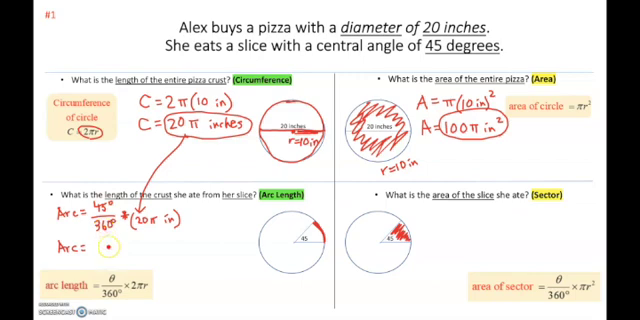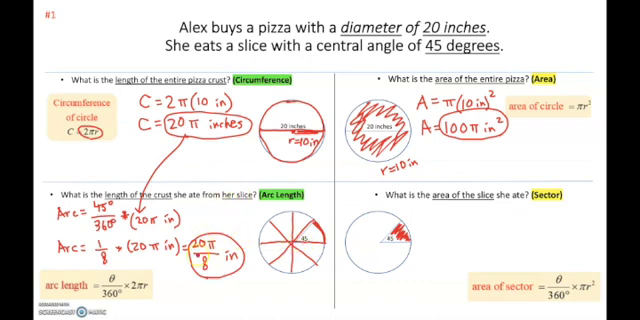Now if you reduce 45 out of 360, you'll realize that it's actually 1 over 8. So you know that this pie is actually cut up into one of 8 slices. 1, 2, 3, 4, 5, 6, 7, 8. So it's going to be 1 over 8 times 20 pi inches. Just bringing that down. So our answer is going to be 20 pi over 8 inches. That's going to be the length of our crust. We could also reduce this to 10 pi over 4, which also reduces to 5 pi over 2 inches.